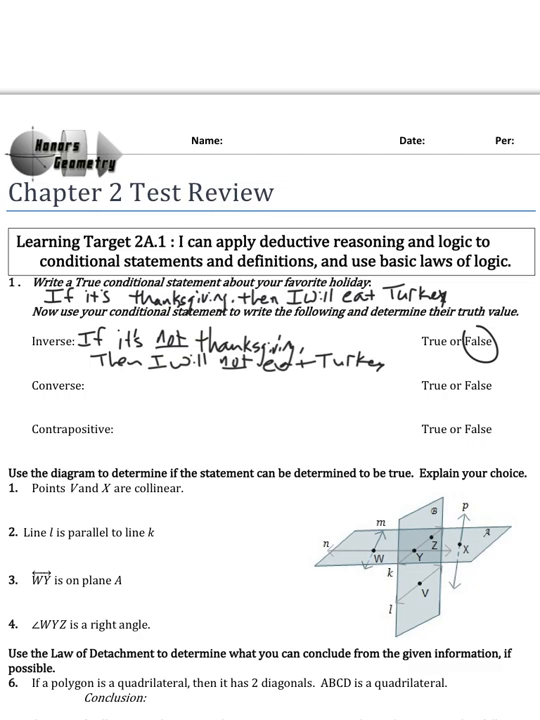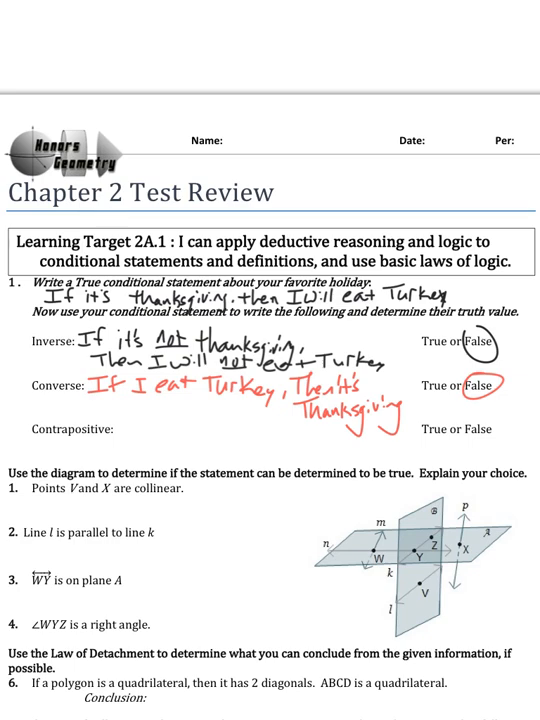All right. The converse. Converse is going to flip these two around. It's going to take the hypothesis and the conclusion and reverse them, giving us if I eat turkey, then it is Thanksgiving. Well, so that's the converse. We flipped them around. That would be a false statement also because, hey, I might like a turkey sandwich every once in a while, you know?